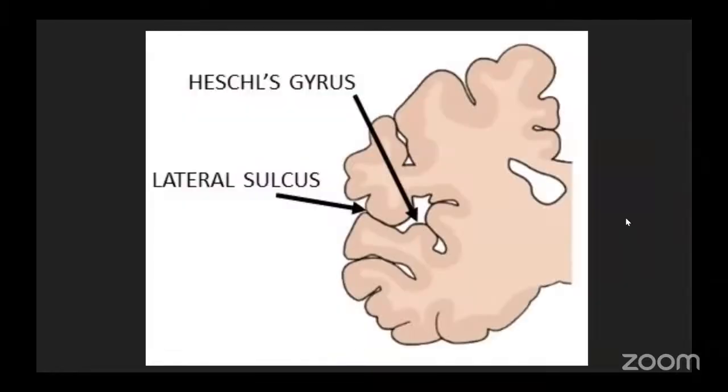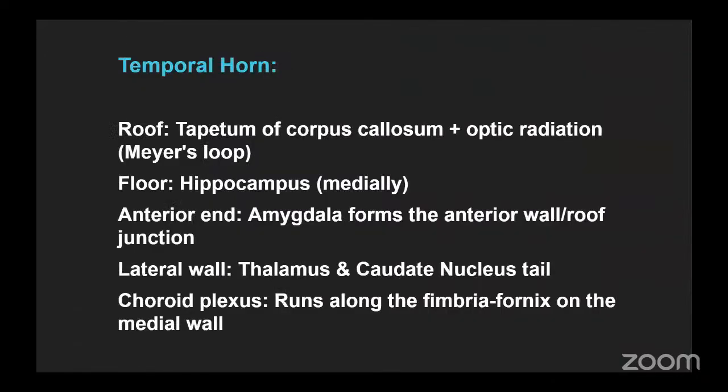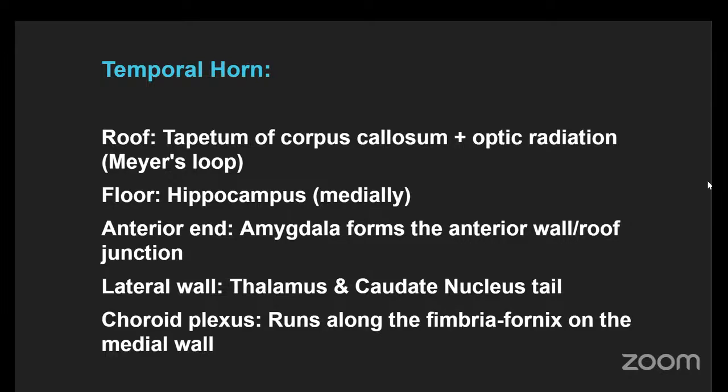Let's go back. I forgot that I have this image here in the presentation as well. The roof is made by the tapetum of the corpus callosum. The tapetum is a small white matter band, which is a part of the corpus callosum. It turns around the roof. Then we also know there is Meyer's loop, which is the optic radiations. We discussed them yesterday. And then on the floor, we have the hippocampus. Anteriorly, we have the amygdala.